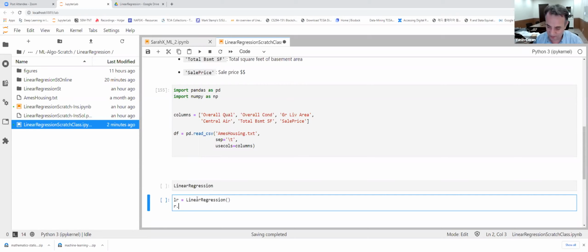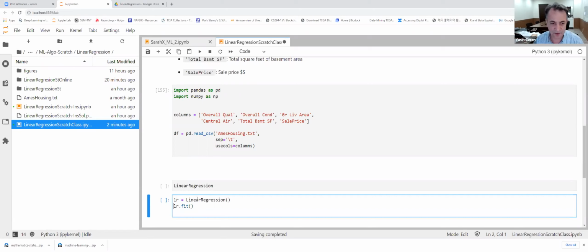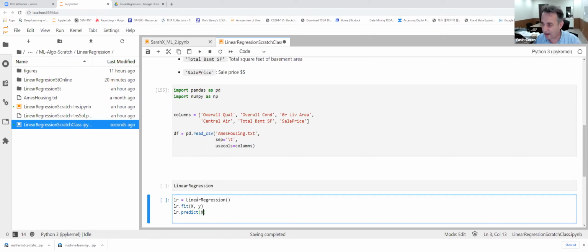LR dot, what is that? LR dot fit. This is the first method. When you fit, you put in the data and the label. The second one is predict, which predicts given data. Capital X represents the feature set and y is the labels. And the third one is score. Again, this time you put in X and y.